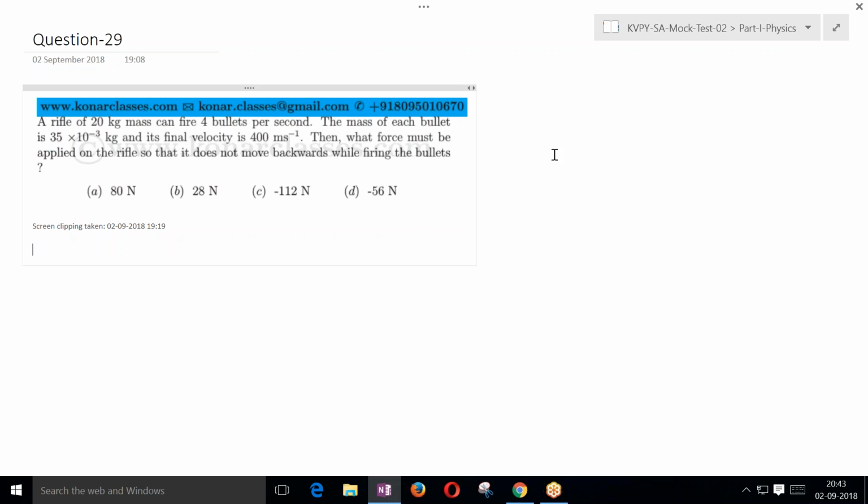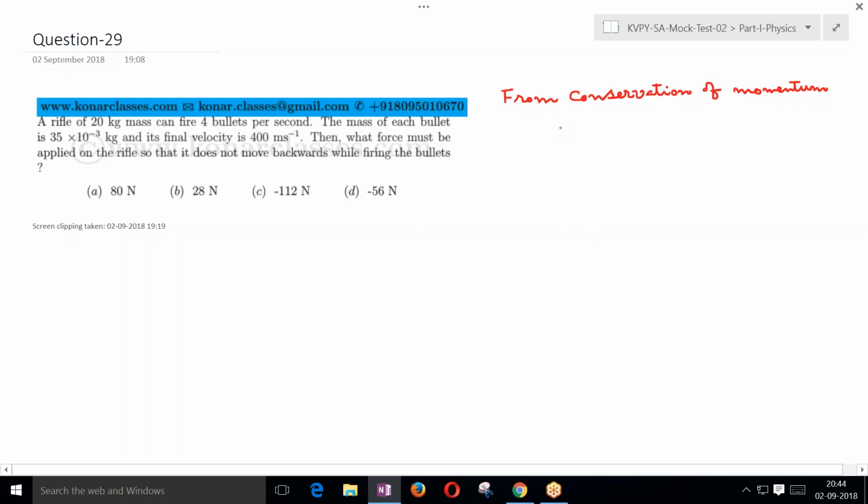So what you can write is that from conservation of momentum, what we get is that if we consider capital M to be the mass of the rifle, and the velocity it gets due to this firing of the bullet in the backward direction, plus the momentum of the bullet. One bullet is m into v, so 4 bullets should be 4 into m into v, because it is per second. This should be, there is no change, 0.